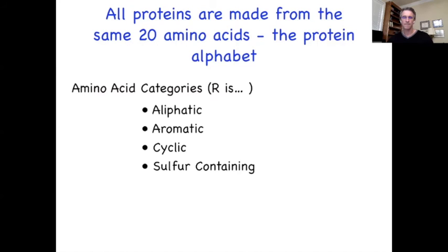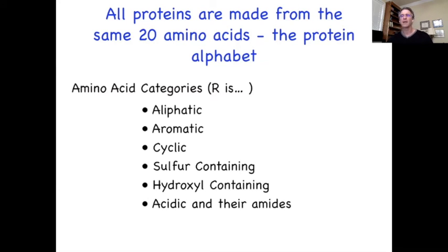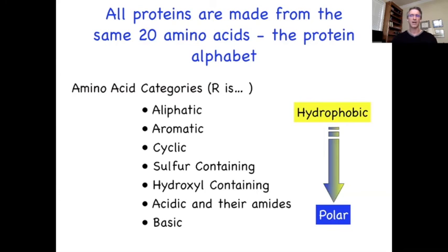Sulfur-containing amino acids, hydroxyl-containing amino acids, acidic amino acids and their amides, specifically carboxylate-containing amino acids and their amides, and finally, basic amino acids. And one of the reasons I like to categorize in this way is because it gives you a rough scale for one of the key properties, which is hydrophobicity.